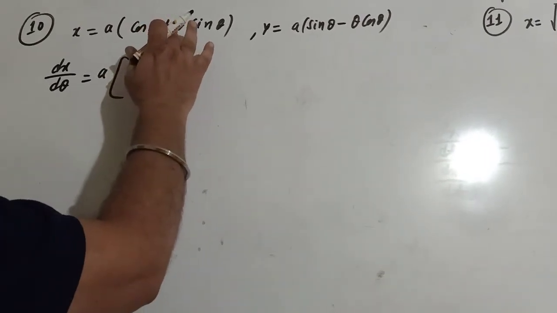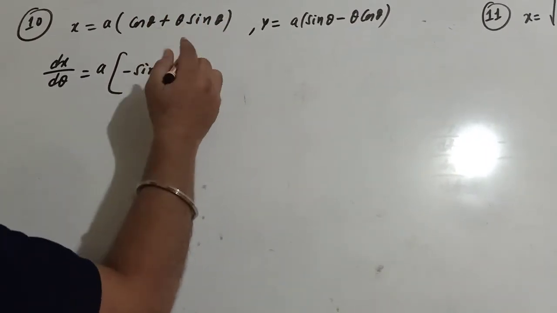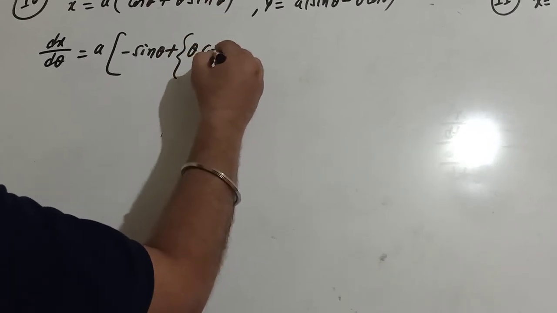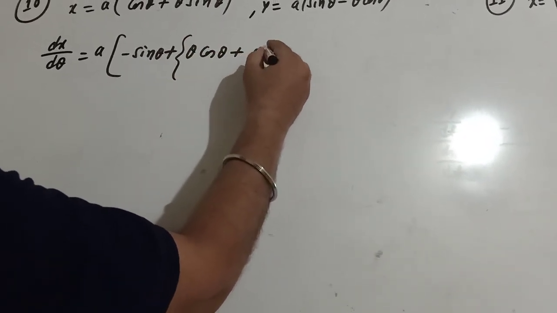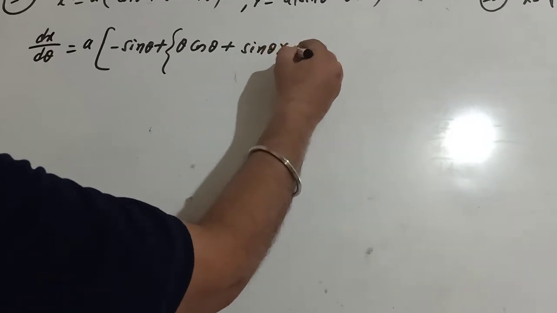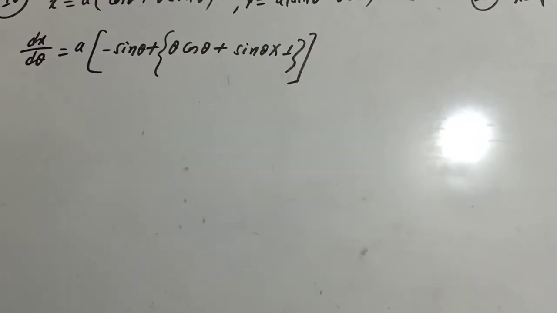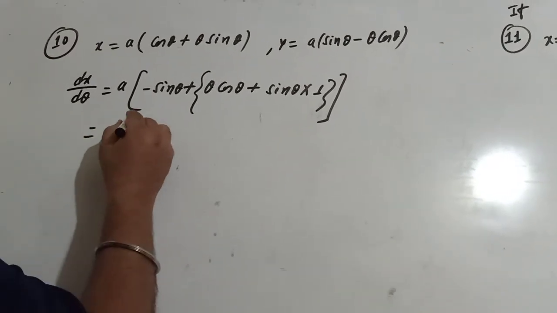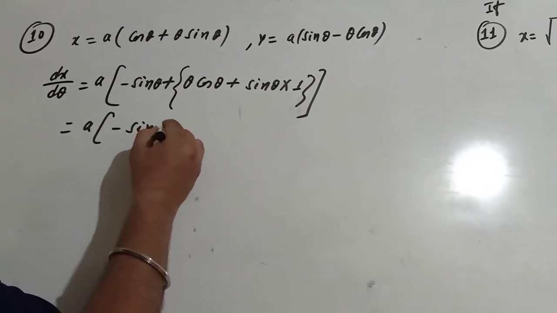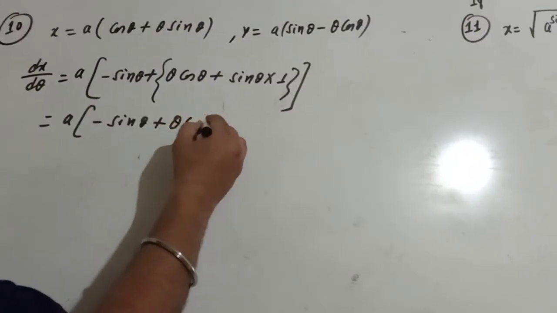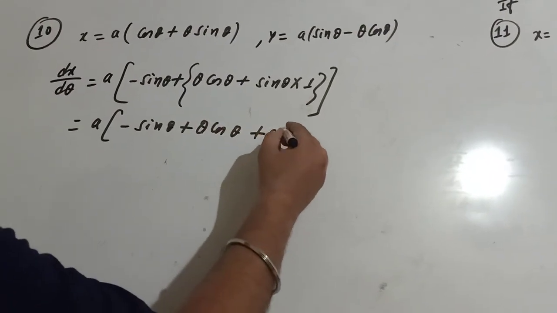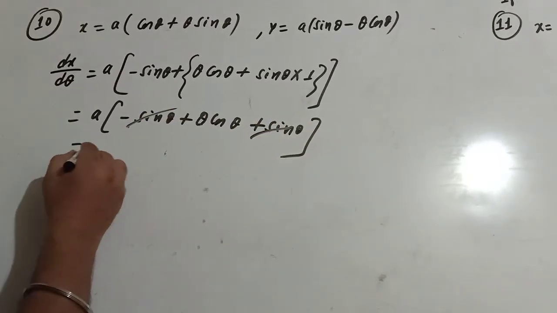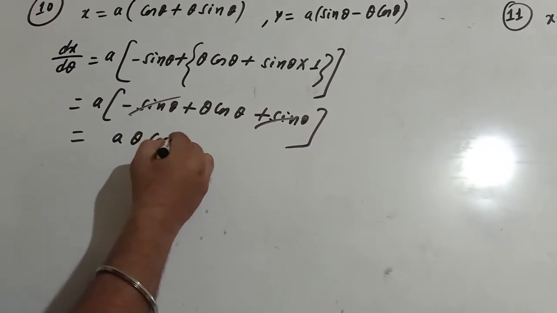Similarly we are getting theta sin theta. Use the product rule: first function theta constant, differentiation of sin theta is cos theta, plus sin theta constant, differentiation of theta is 1, because we are differentiating with respect to theta. So this is a into (minus sin theta plus theta cos theta plus sin theta). Opening this curly bracket, sin theta cancels, and we get a theta cos theta.